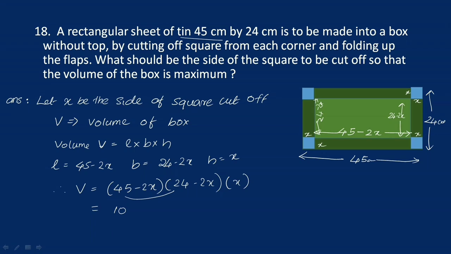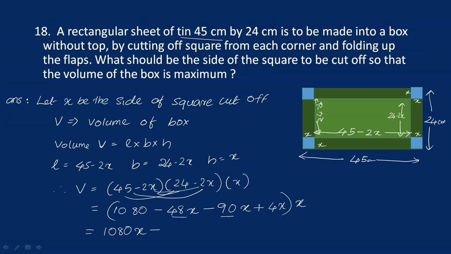Opening the bracket, we have 45 into 24, that is 1080. Similarly, minus 2x into 24, that is minus 48x. 45 into minus 2x, that is minus 90x. Similarly, minus 2x into minus 2x, that is plus 4x square, into x. Now x is taken into the bracket, we have 1080x minus 48 minus 90, that is minus 138x square, plus 4x square into x, that is plus 4x cube. That is V.